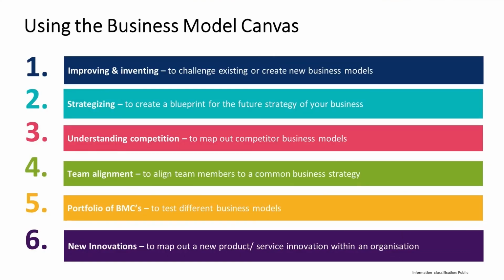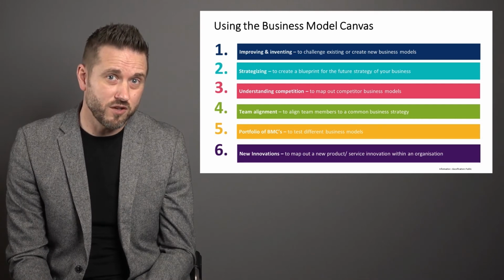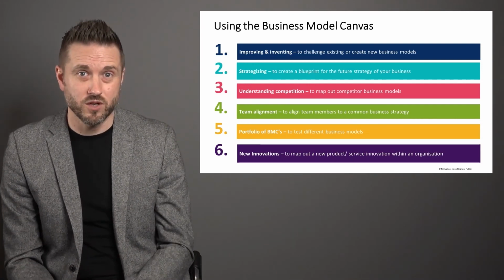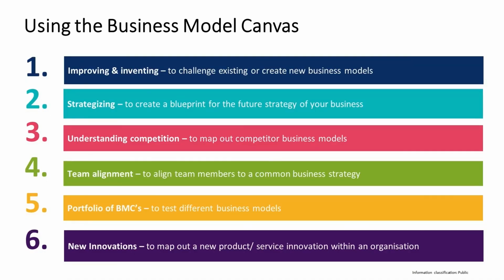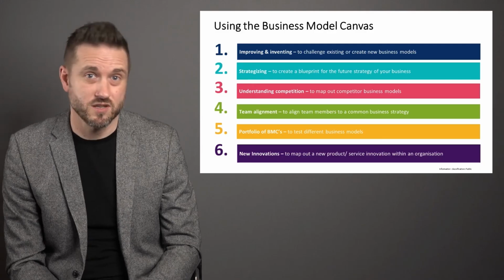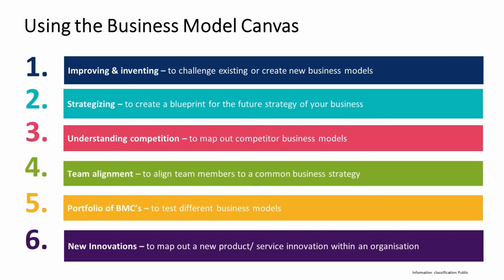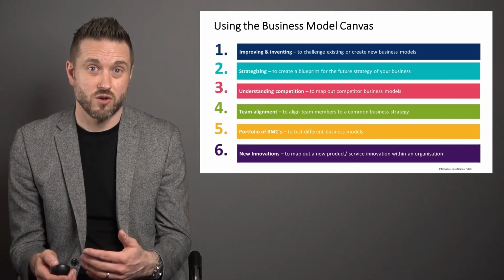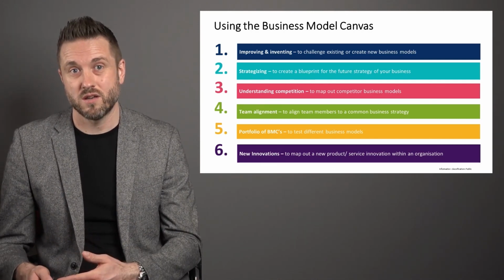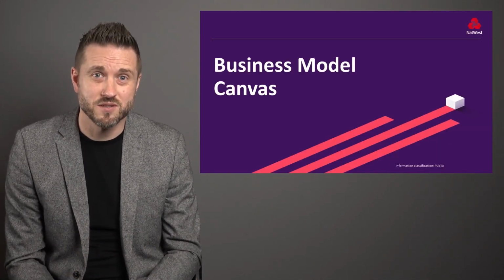Fifth, we can think about having a portfolio of business model canvases to test different business models for our future. What works now? What doesn't work? What could work? How could we be flexible? How could we interchange? And lastly, new innovations. If we're thinking about maybe launching a new product, a new service within our organization, we can use the business model canvas structure to allow us to do that. And it's a really great way of thinking about our future, what works now, what could work in new concepts and new ideas. That is the business model canvas.